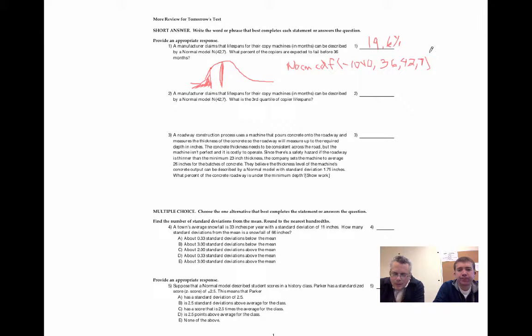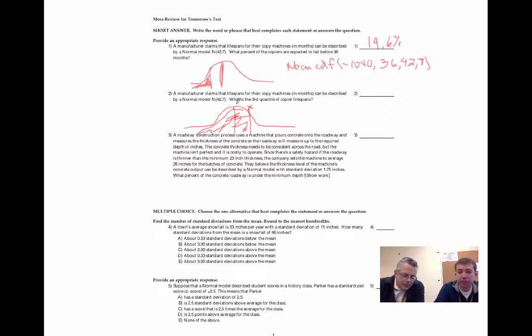Number 2 says a manufacturer claims that lifespans for their copy machines in months can be described by a normal model, the same one, mean 42 and standard deviation 7. What is the third quartile of copier lifespans? The third quartile is asking for a data value. So maybe you can draw about where 75% of the data would be, somewhere around there. Put a little X on the bottom, and shade the area to the left. So the question is, given the area, what's the X value, the cutoff value?